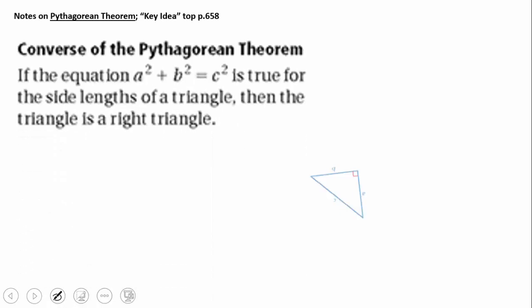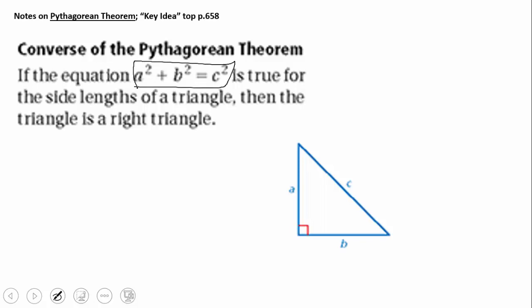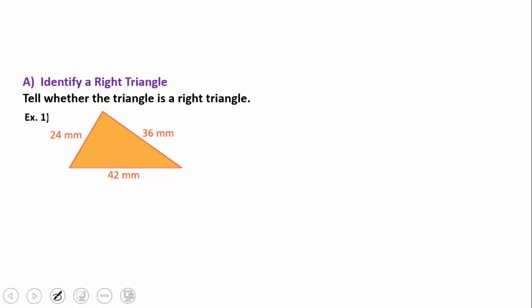So when we talk about the converse, you should have taken some notes on the converse on the top of page 658. The converse says, hey, I just have this triangle here. It's just a triangle. If this formula works, then the triangle is a right triangle. So what we're going to do now is give you all the sides, the 2 legs and the hypotenuse, and say, hey, do we have a right triangle? So let's just get right down to it. Tell whether the triangle is a right triangle.